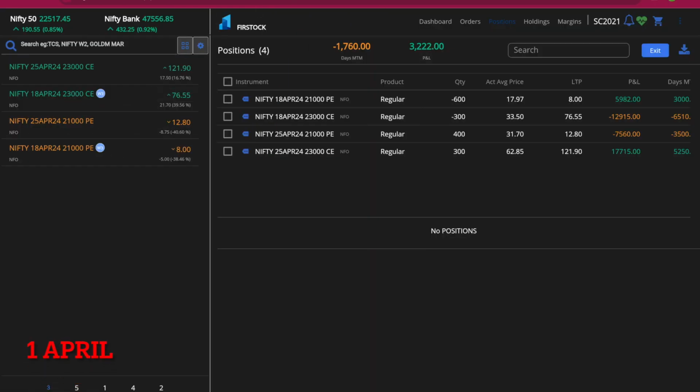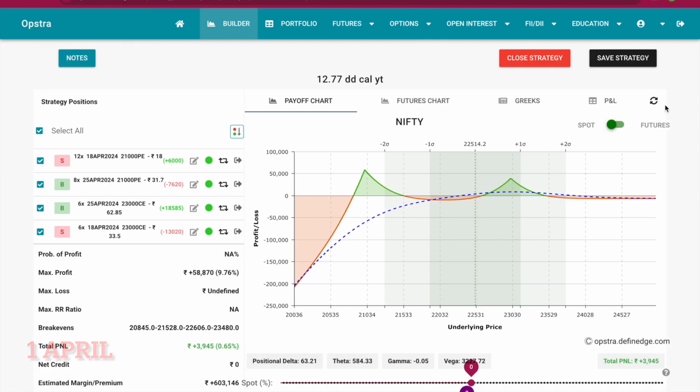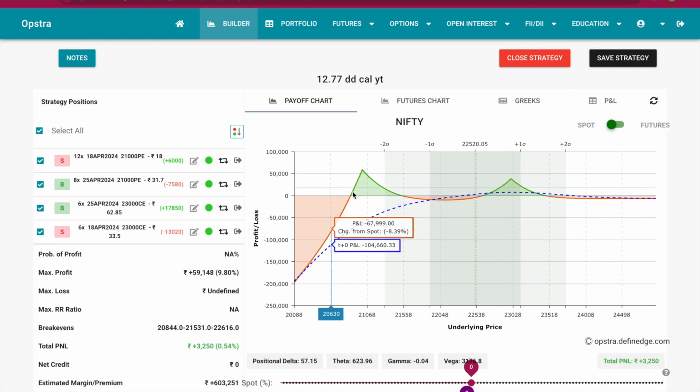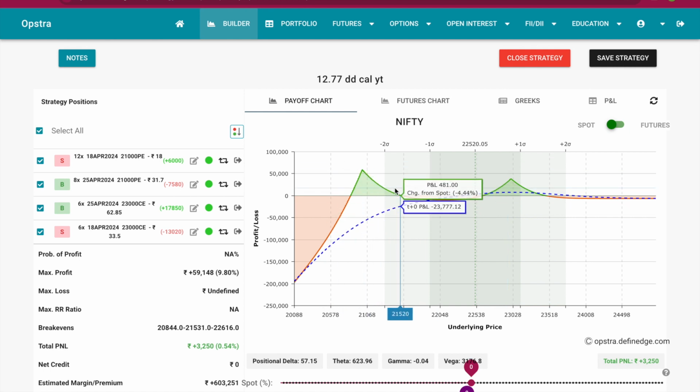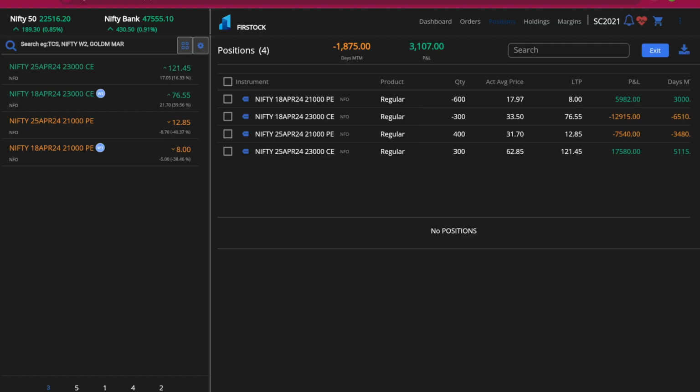Here what we can see is our strategy. I just reloaded this, and the lower break even is already beyond the 2 sigma move. So what we can do is actually bring this down to around 21,200 levels.